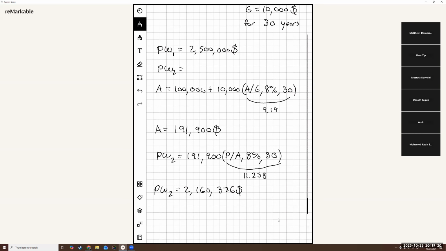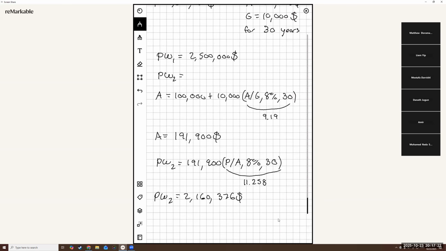Okay, which option do we take? Option 1, you get $2.5 million, or option 2, you get the equivalent of $2,160,000. So $2.5 million is the option you should take, right? It has more value.